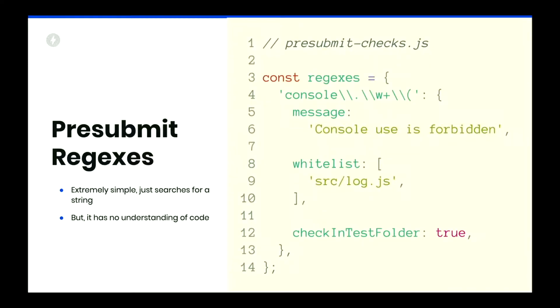If you think about this in specifics, presubmit regexes, they're not great. If you see the console dot, this is a string that we're using as an object key. And we're going to turn it into a regex during the presubmit checks. So this particular one is looking for console dot and then some word characters, and then an open parenthesis. And it's looking for things like console.log, console.warn, console.error. And it's going to say console use is forbidden. We actually have a log formatter. I had to omit some of the stuff. We actually have a log source file that controls all of our console use.